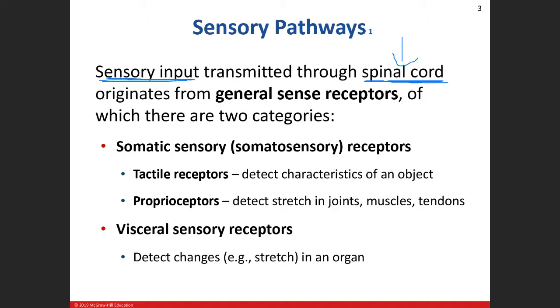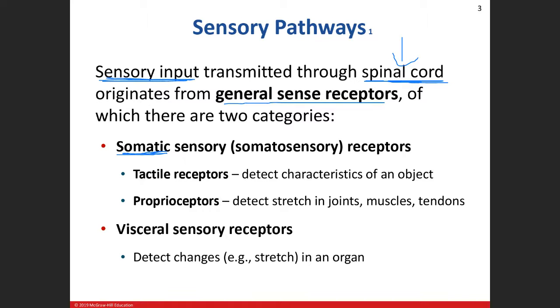It's going to come from what we call the general sense receptors. Think of your 5 senses: touch, taste, sight, sound, hearing, all of that. So we're going to divide those into 2 categories. Now remember, anytime you see somatic, think of either voluntary, if it's muscle, or conscious perception. So somatic sensory receptors are going to be these sense receptors that we consciously perceive what's going on. Touch, vibration, light touch, deep touch, pain.